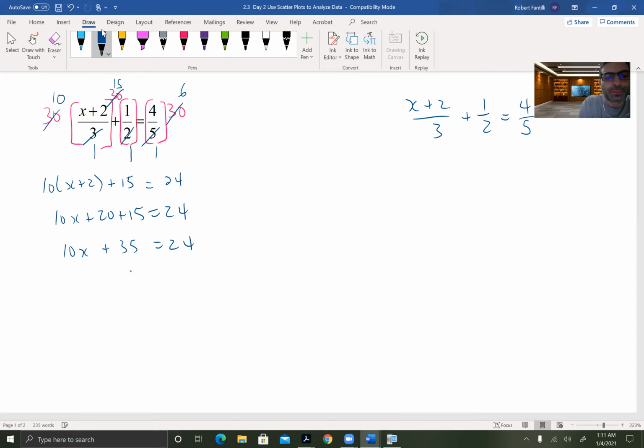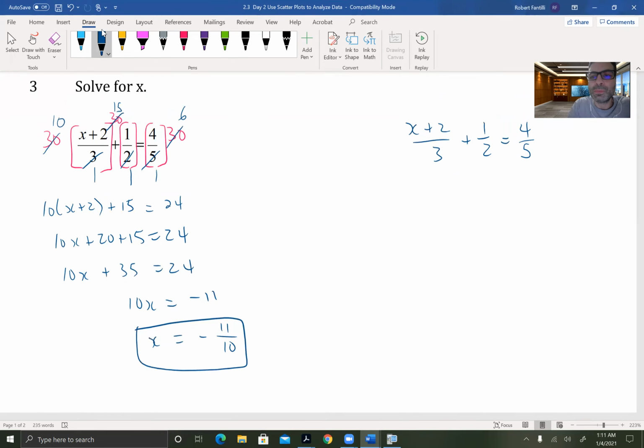That's really not coming out neat. 10x equal 24 minus 35 is negative 11. Then to eliminate the 10, or to get rid of it, we divide both sides by 10, and we get negative 11 tenths.